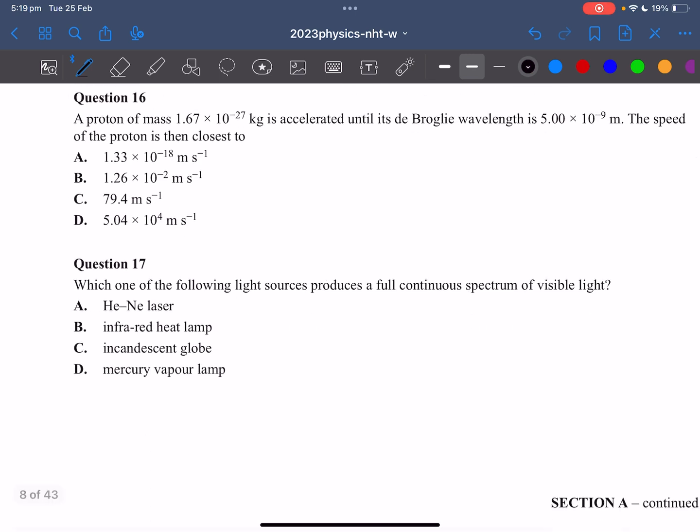A proton of mass 1.67 times this is accelerated until its de Broglie wavelength is this. The speed of the proton is then closest to. So we know that p equals h on lambda, the de Broglie wavelength formula. We can also express momentum as mv equals h on lambda. What are we finding? We are finding the speed. So let's make velocity the subject: v equals h on m lambda. Now we just have to substitute the values in.